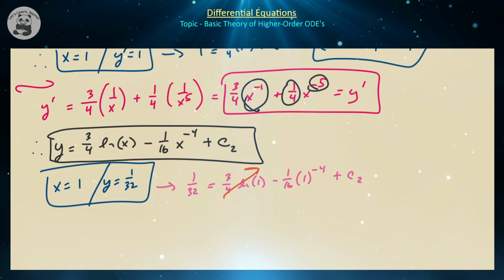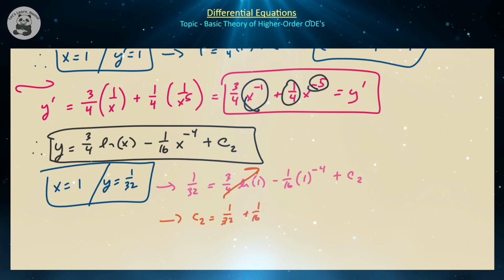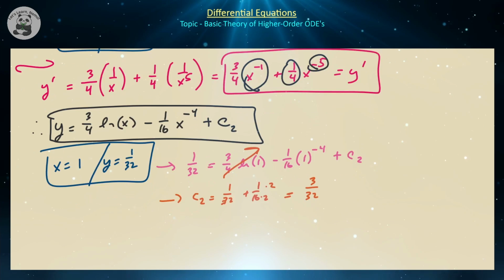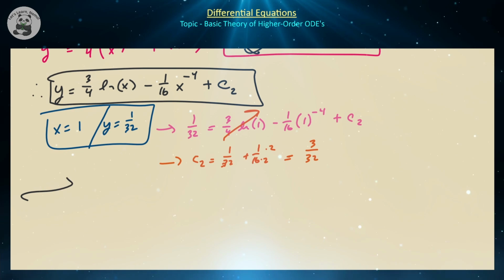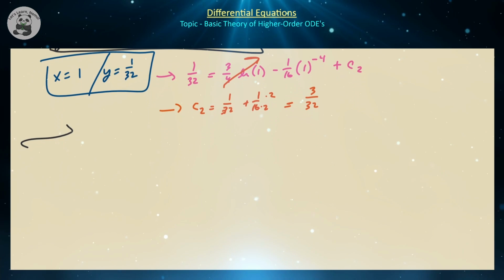So this piece is going to disappear, and then we're going to have that c2 is going to be equal to 1 over 32 plus 1 over 16, and then we can multiply top and bottom of this by 2, and we're going to have 3 divided by 32 as our constant c. Right, so let's review what we have here.